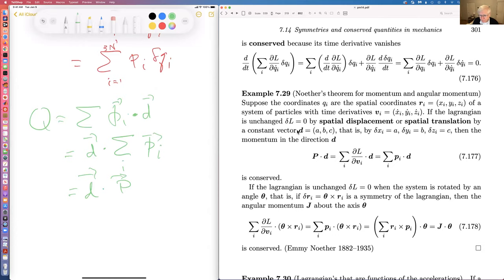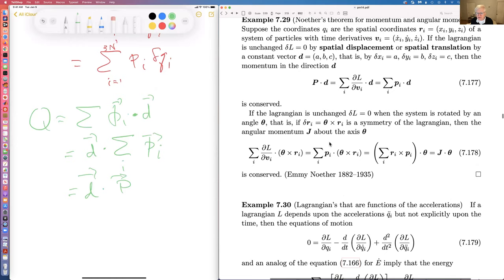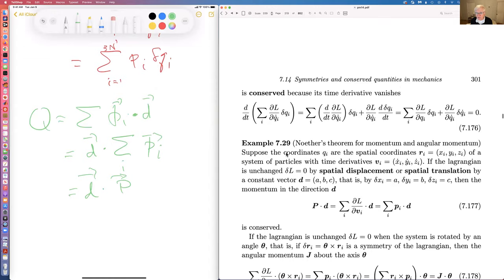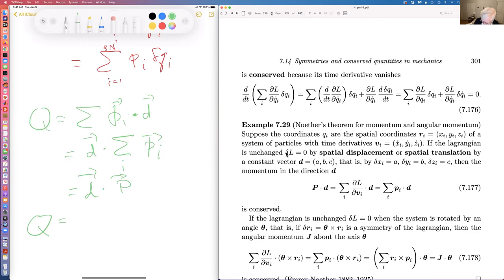Suppose now that the Lagrangian is unchanged if you rotate all the particles about some origin, or some axis actually. And the axis is parallel to theta. What is conserved? Once again, Q is the sum of Pi times the change in Qi. Now, this is a sum over Pi. Well, what's the change in Qi? It's theta cross Qi, summed. I'm considering that the Qi's are three-vectors.